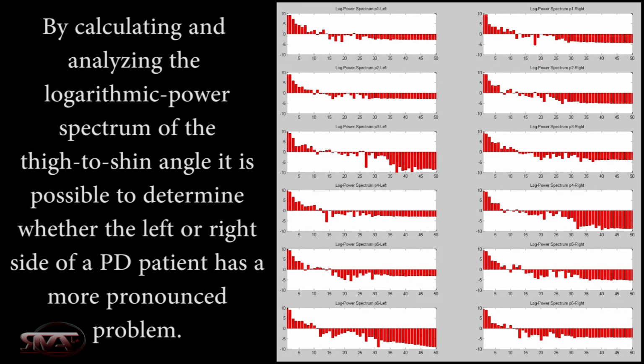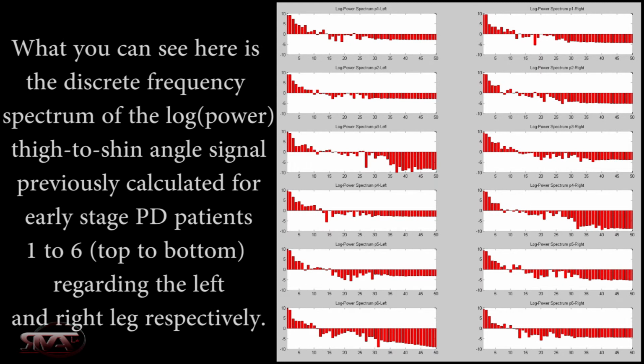By calculating and analyzing the logarithmic power spectrum of the thigh to shin angle, it is possible to determine whether the left or right side of a PD patient has a more pronounced problem. What you can see here is the discrete frequency spectrum of the log power thigh to shin angle signal previously calculated for early stage patients 1 to 6 regarding the left and right leg respectively.